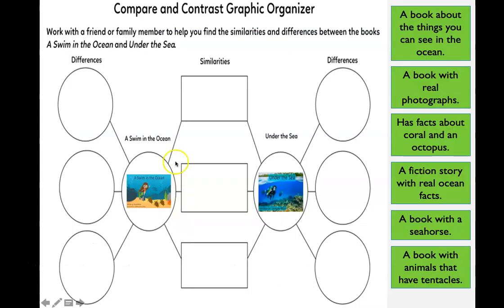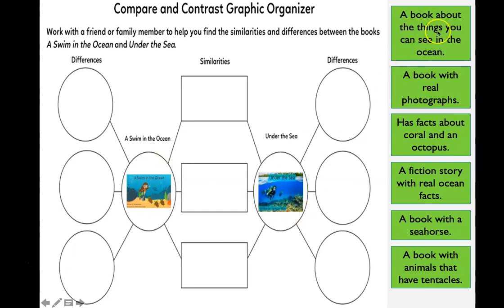All right, so remember I told you we're going to compare and contrast? This is the same sort of graphic organizer we saw last week, but we changed the text. So today we read A Swim in the Ocean and we read Under the Sea. And we're going to be thinking about ways that they were the same and ways that they were different. Okay? I have some answer choices. Do you remember what we did last week? If it was the same, we said, same! And we moved it here to the middle, right? And if it was different, we said what book it went with, A Swim in the Ocean or Under the Sea. Let's give it a try.